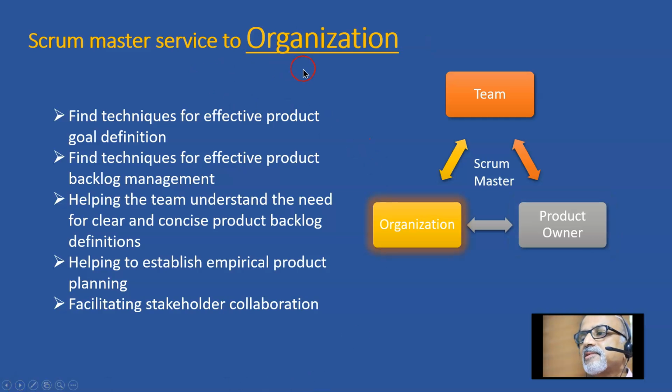Then Scrum Master service to the organization. Find techniques for effective product goal definition, and find techniques for effective product backlog management, and helping the team understand the need for clear and concise product backlog definitions, helping to establish empirical product planning, and facilitating stakeholder collaboration. Find techniques for effective product goal planning. It's about defining the objectives and the goals for the product very, very clearly. It can be the business case of the product itself.